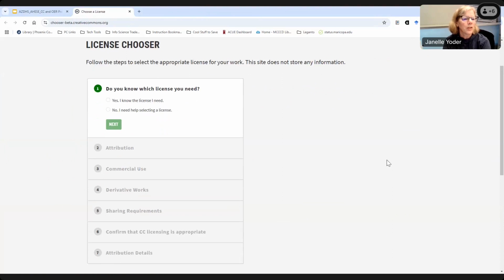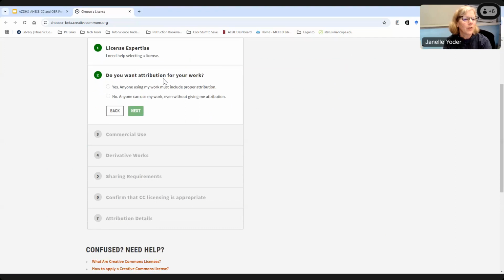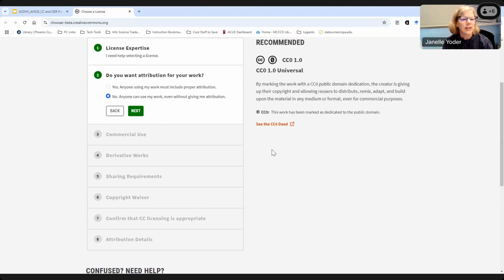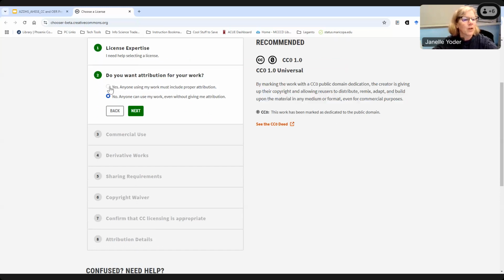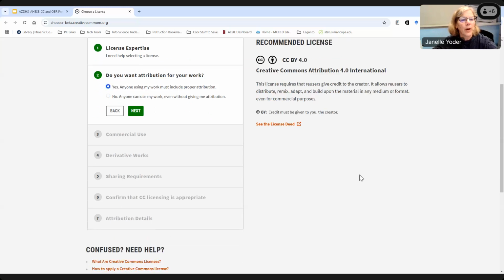Okay. So what we're going to do is look at what the licenses look for, and it just takes you through these questions. So do you know which license you need? Well, we're going to say no. And next. And then do you want attribution? Let's show, Callie, if you don't want attribution, let's do the no, so you can see what that CC0 looks like. So you're still marking it and making it really obvious that people can use it. All right, but let's go with yes also. And so if you want attribution, you're going to get a CC BY.